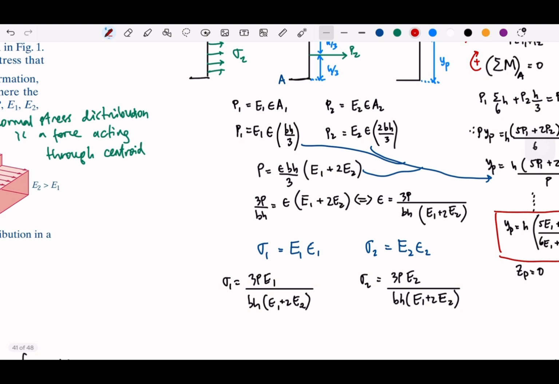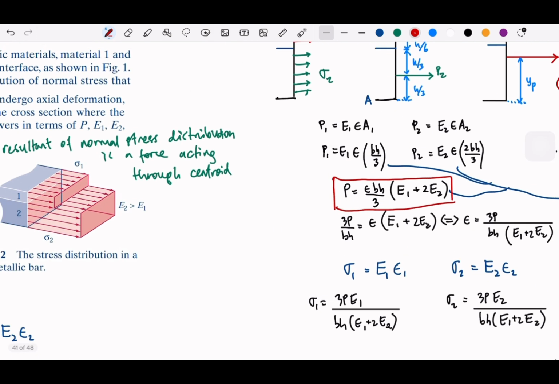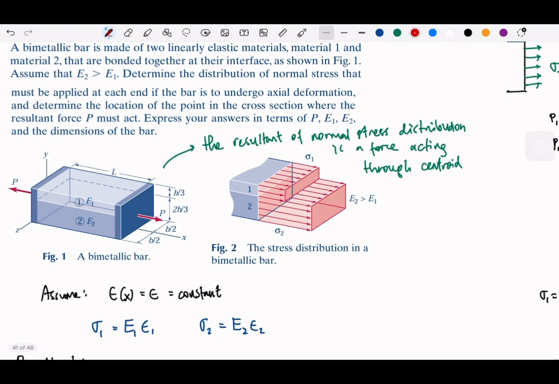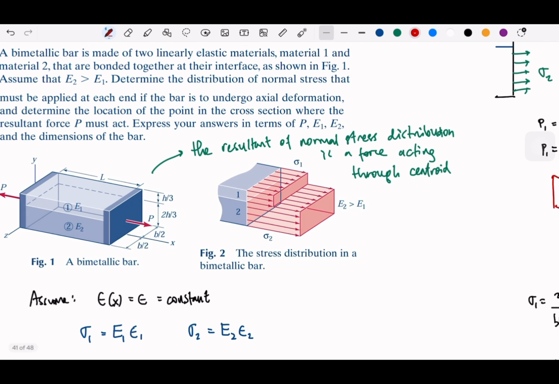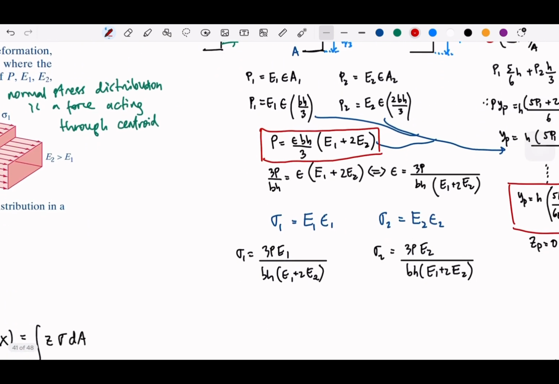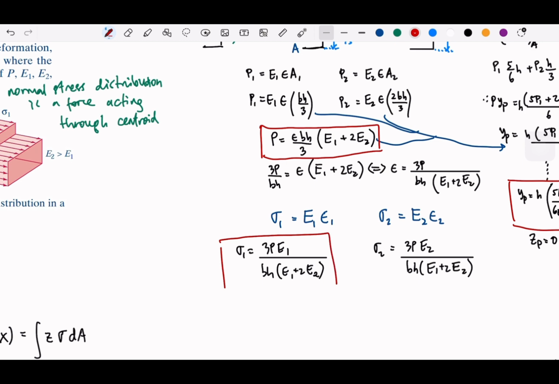So basically this is what we expect. All of these are the ones that we're looking for. So we only need to calculate the locations and this normal stress that needs to be applied. So this and that.